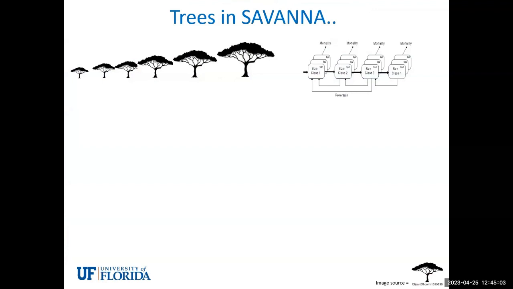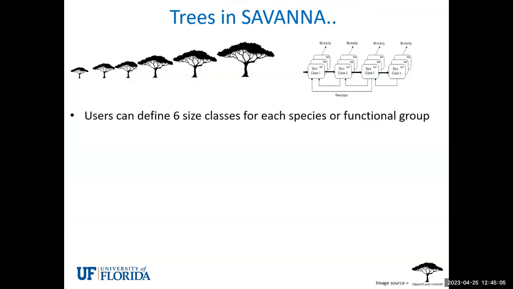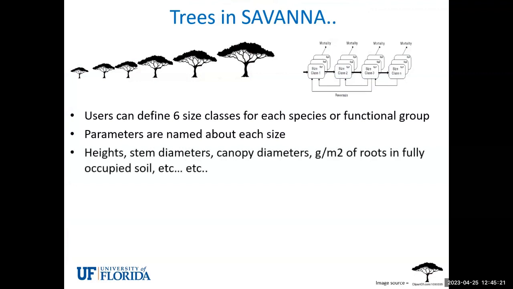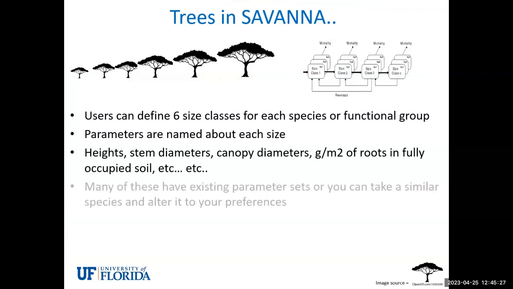In trees in SAVANNA, you get 6 different size classes that the users put together. You define them, and again, we have parameter sets for acacia, vachellia species groups, and we have lots of different ones. Combretums, we have a fair amount of parameters for that we're quite happy with. Parameters are named about each size. You can get some stem heights and diameters. You can define them either allometrically, or you can use your own data if you've got it.